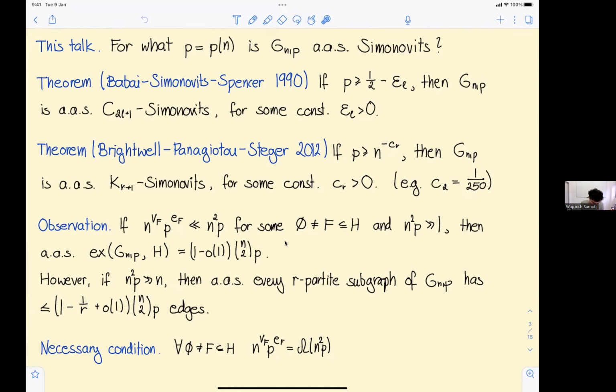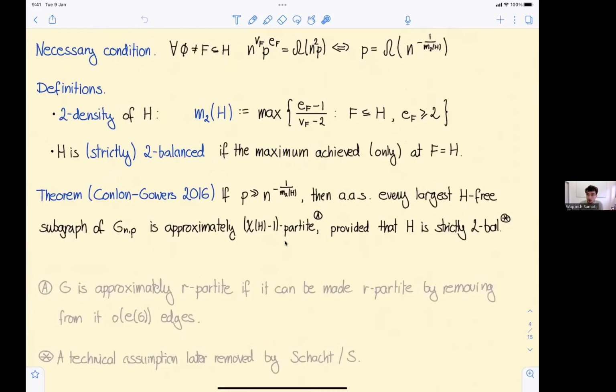So this leads to the following necessary condition. For every subgraph F of H, we need the expected number of copies of F to be at least of the same order as the number of edges. Otherwise, the theorem is obviously not true. Now, let me restate this necessary condition here. So we said for every non-empty subgraph of H, the number of copies of the subgraph is at least of the order of the number of edges. And this is typically rewritten in the following concise form.